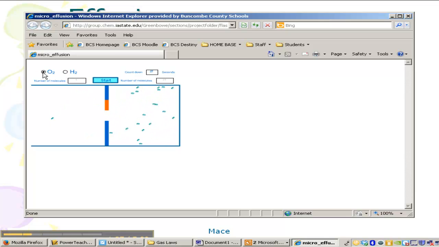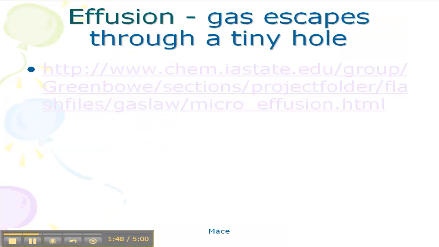Now let's switch it to oxygen. Now notice that the oxygen particles are larger, and so they're moving a little bit slower. Okay, but now when they escape here, that's what we call effusion. When they're moving around filling the space, that's what we call diffusion. Now let's look at this speed thing.